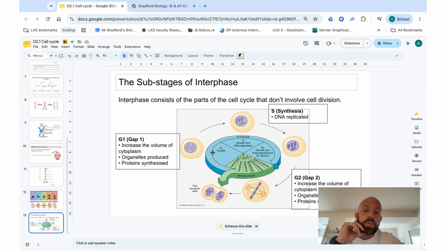Now, what we mean by growth as well is that the cell's getting bigger, the cytoplasmic volume's increasing, organelles are replicating, but also just normal stuff's happening, like protein synthesis. The cell's carrying out its function, be it like a pancreatic cell creating enzymes that it excretes, or something else. It's going to be carrying out protein synthesis for the role and the purpose that it's been differentiated for.